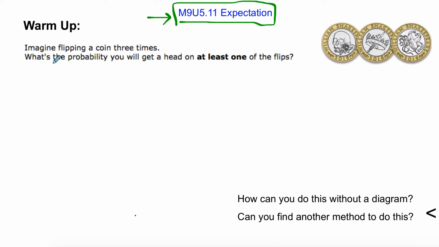All right, we're going to try this warm up together. What I'd like you to do is think about flipping a coin 3 times, or maybe 3 different coins. It doesn't really matter which way you think about it. I want the probability that you'll get at least one head on the flips. So pause me and build me a diagram to solve the problem, and I'll show you it in a second. Go.